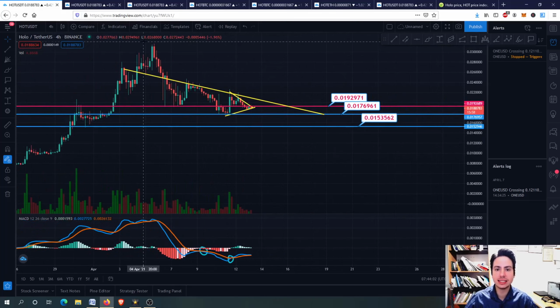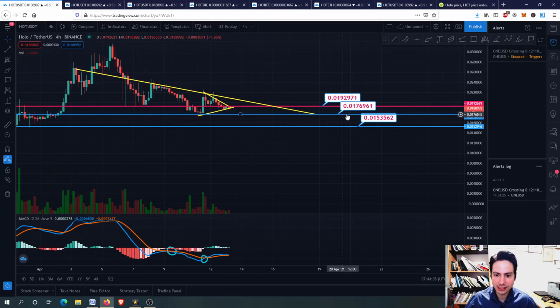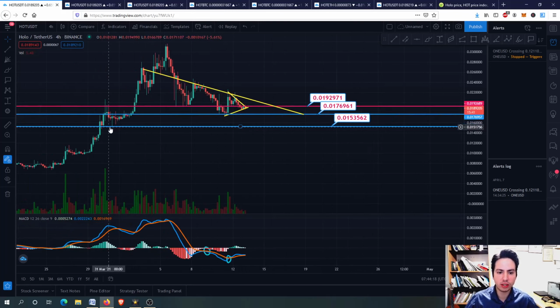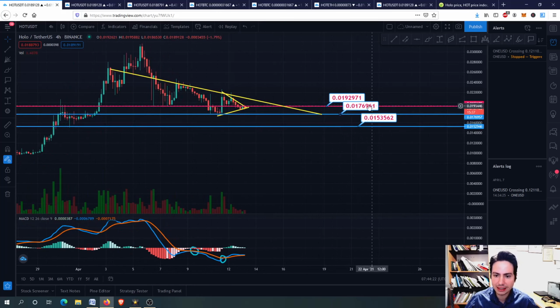We are in the HOLOCHAIN against USDT Tether USD 4-hour frame. You can see here 0.017, around 0.018 cents is our major support level. Our next one is 0.015, a major support level. Right here you can see, and right here you can see it, guys. We need to maintain the 0.017, 0.018 level.